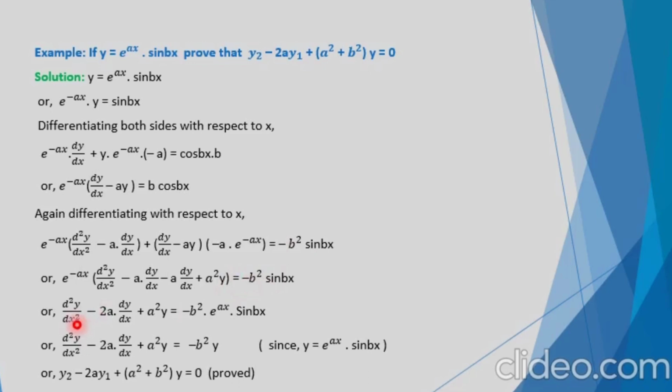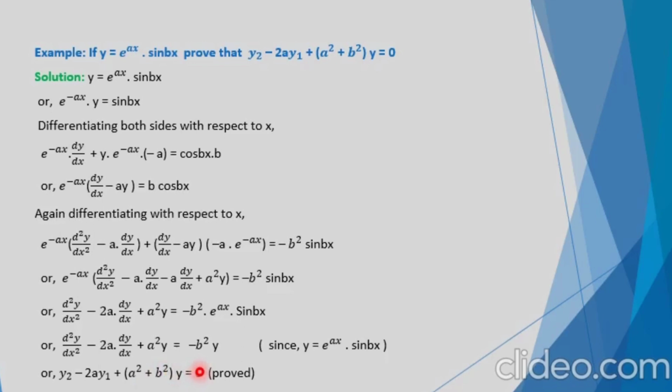Now we can write the expression within bracket equal to minus b square sin bx, and now we again transfer e to the power minus ax from left hand side to right hand side, and we can write minus b square into e to the power ax into sin bx. Now since d2y dx2 is also written as y2, so we can write y2 minus 2a y1 plus a square y equal to minus b square times that term, that is minus 2a y1 plus a square plus b square y equal to 0.